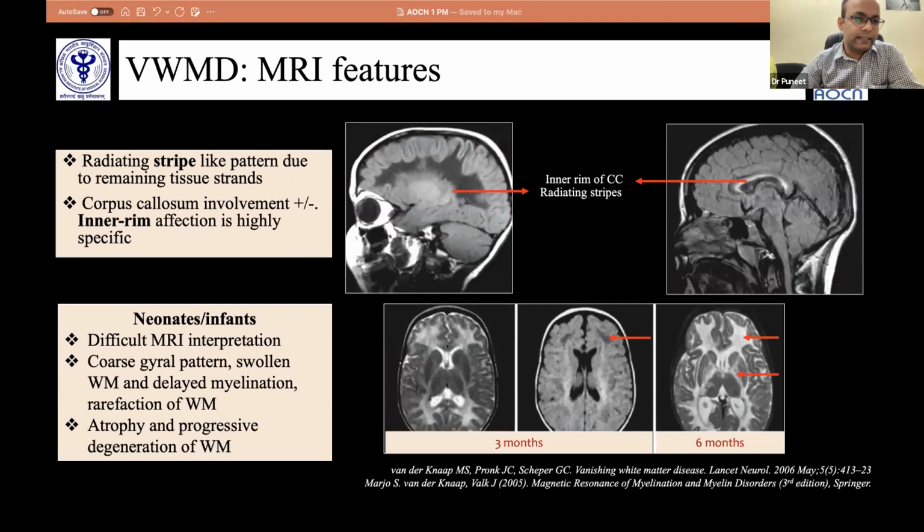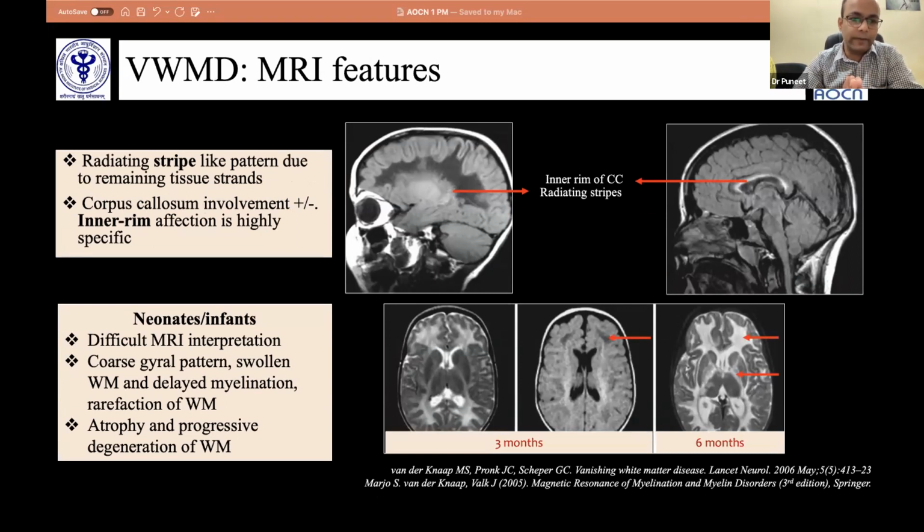Other features are that there will be a radiating stripe-like pattern. The white matter adjacent to the perivascular space will be relatively preserved, and we can appreciate it better on the sagittal section as well as on the axial. The sequences on which this can be seen are FLAIR and also T1. So we will find this sunray kind of appearance of stripes. These represent the remaining tissue strands. Another important feature is corpus callosum involvement.